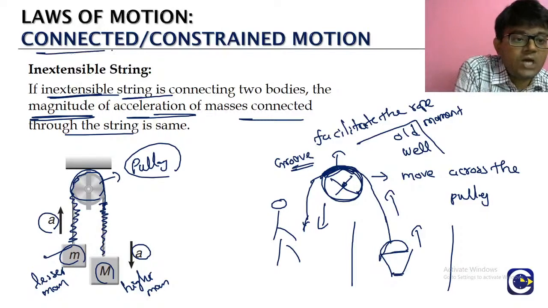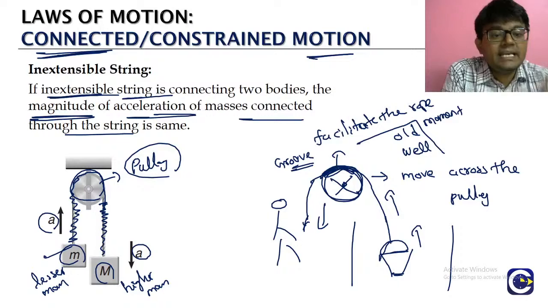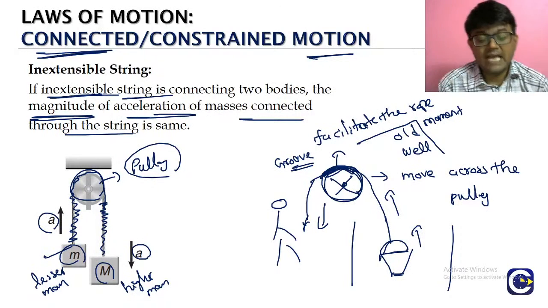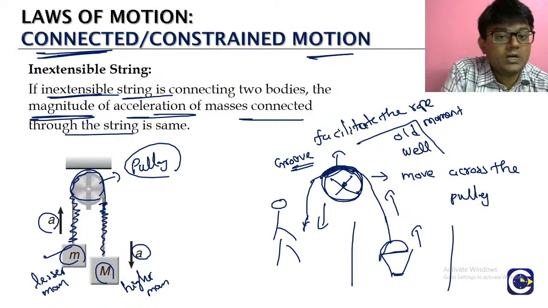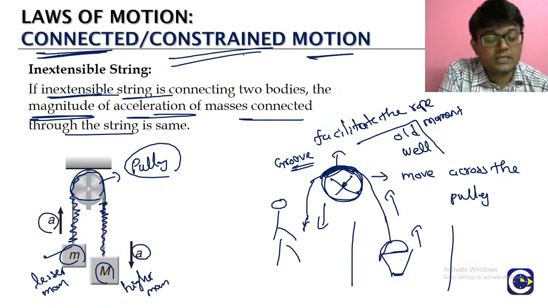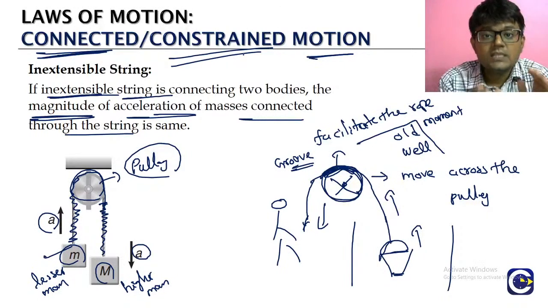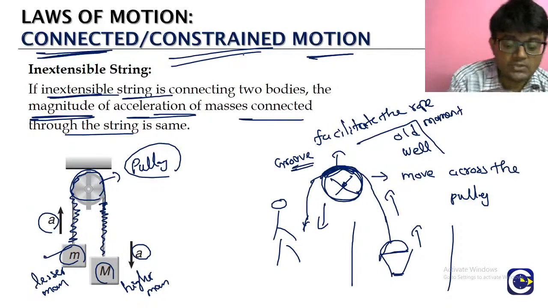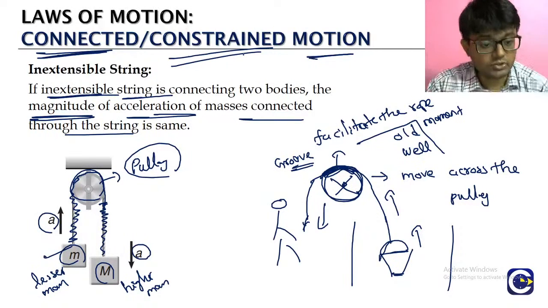So we are connecting the objects by having an inextensible string. This is also sometimes called constrained motion. Why? Because we are not allowing them to have whatever accelerations they could. Both of them will be having the same acceleration magnitude. So this is what we'll consider as the connected or the constrained motion.